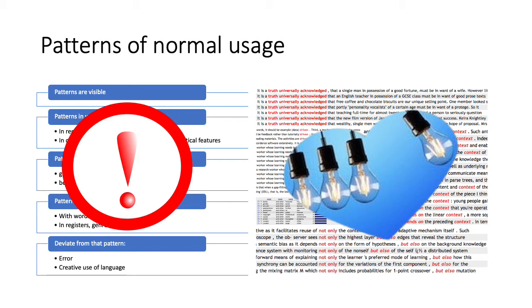In our reading and listening, we're exposed to far more patterns of normal usage than deviations from patterns. In foreign language learning, it often helps to point these patterns of normal usage out and build language skills lessons around them.